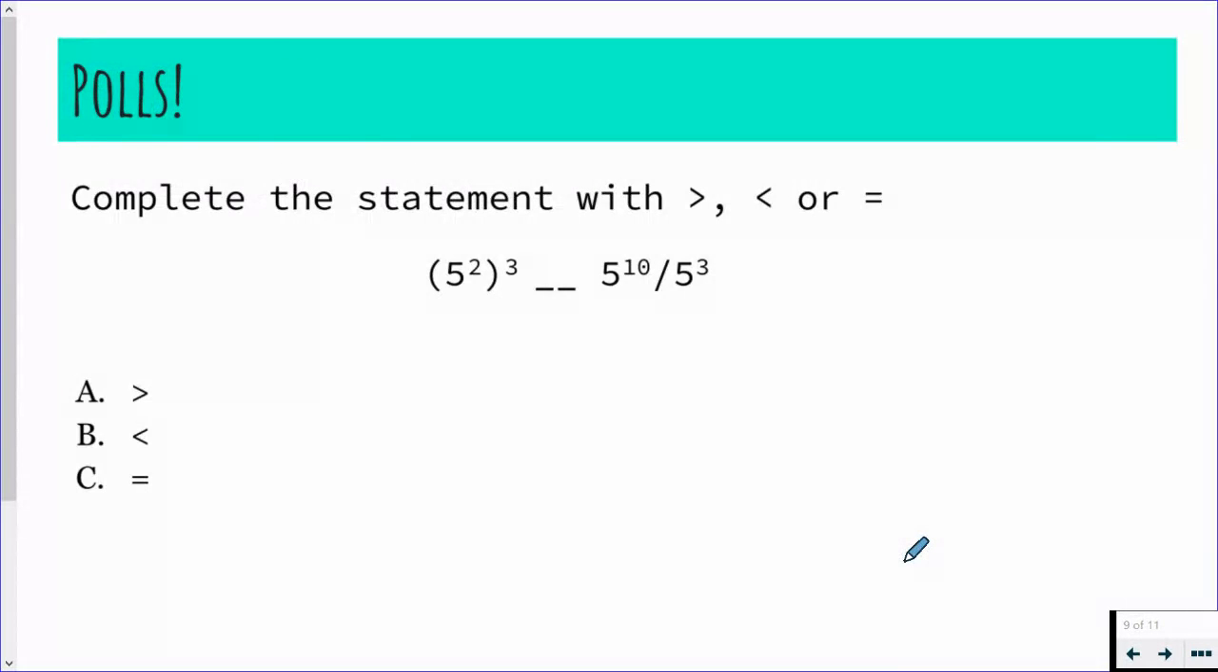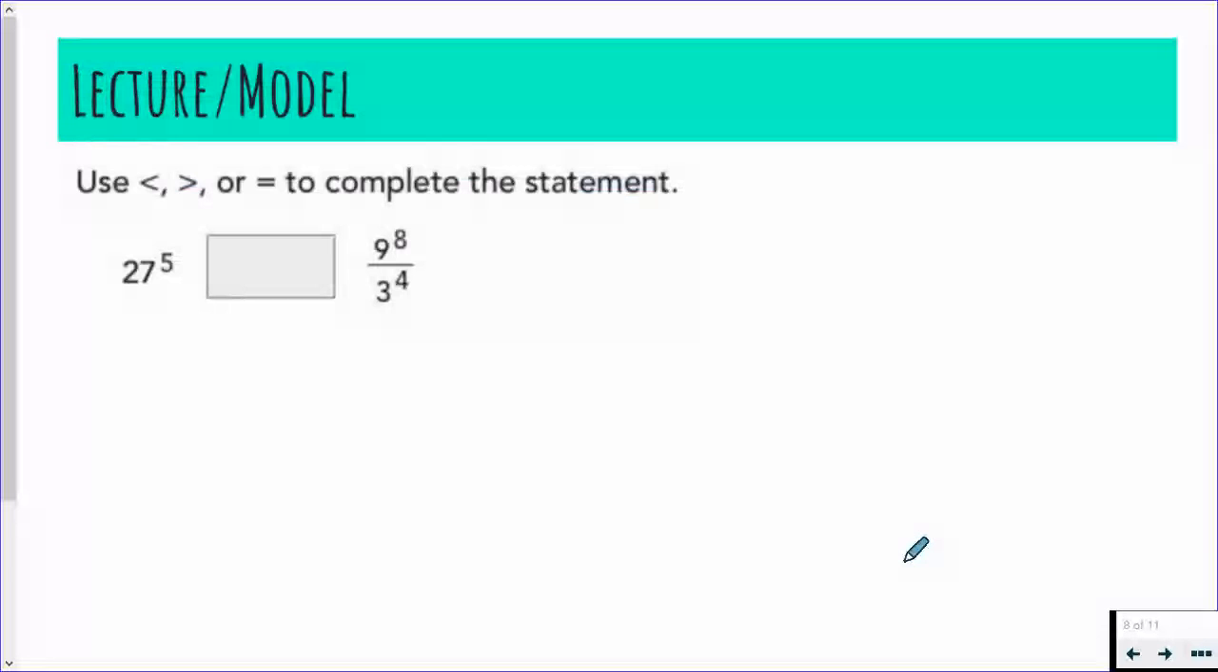All right, last but not least, use greater, less, or equal to compare. So first thing I need to do is change these to all have base 3. I know that 27 is 3 to the 3rd power, and that's going to be raised to the 5th, which would be the same as 3 to the 15th power.